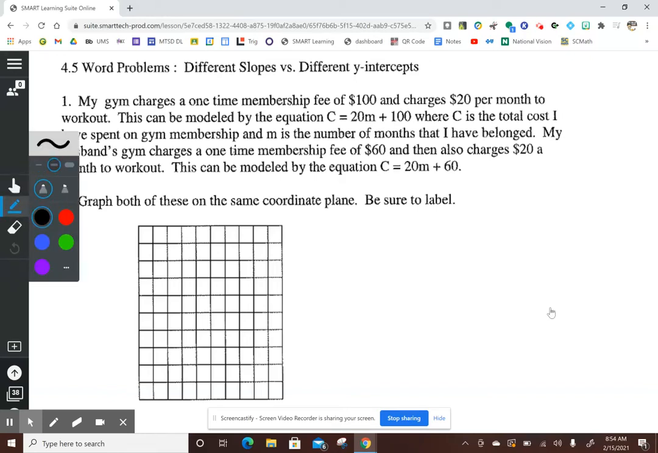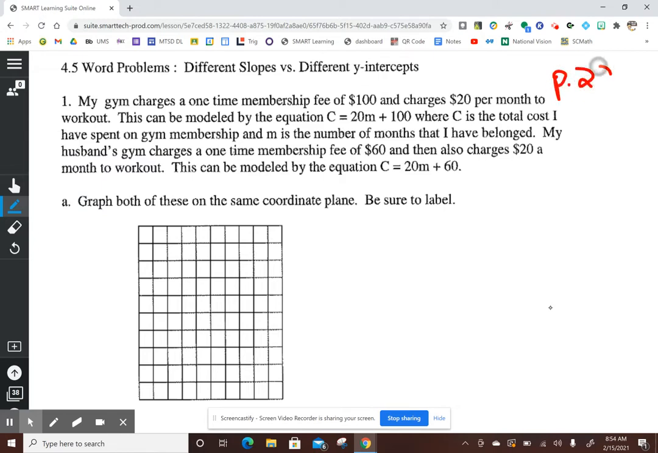Okay, so if we look at page 28 in your 4.4, 4.5 packet, we're going to go over some word problems. Now, these word problems have you compare graphs. Some of the graphs will have different slopes, and some of the graphs will have the same slope and different y-intercepts. And we're going to compare how we can look at the equation, know the difference, and how we can look at the graph and know the difference and what the significance is.